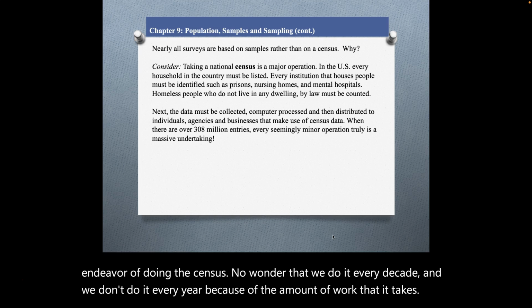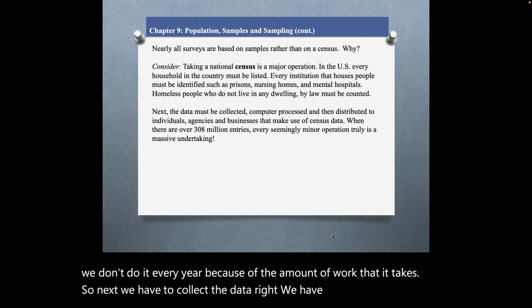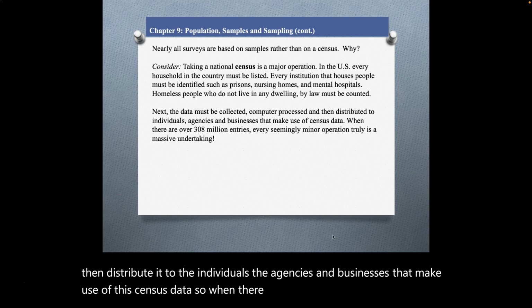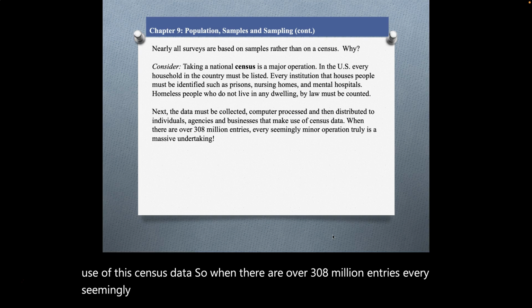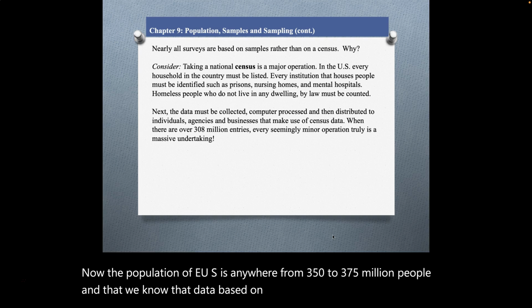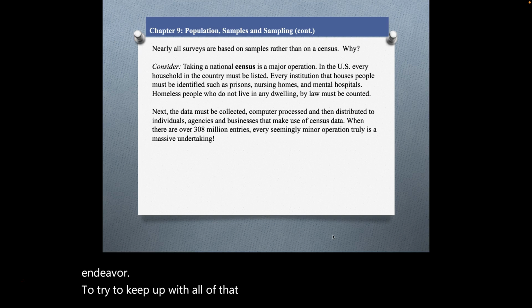So next, we have to collect the data, right? We have to computer process it, then distribute it to the individuals, agencies, and businesses that make use of this census data. So when there are over 308 million entries, every seemingly minor operation truly is a massive undertaking. Think about it now, the population of the US is anywhere from 350 to 375 million people. We know that data based on the census, but it's also such an endeavor to try to keep up with all of that information, correct?